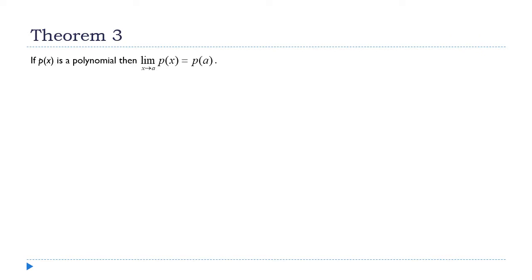Okay, so now I've got another theorem. All right? And this is going to generalize what we were just doing on the previous slides. Right? If you're taking the limit as x approaches a of a polynomial, and if you want to look back, both of those things that we just looked at were polynomials, to find this limit, all you have to do is evaluate the polynomial at the number.